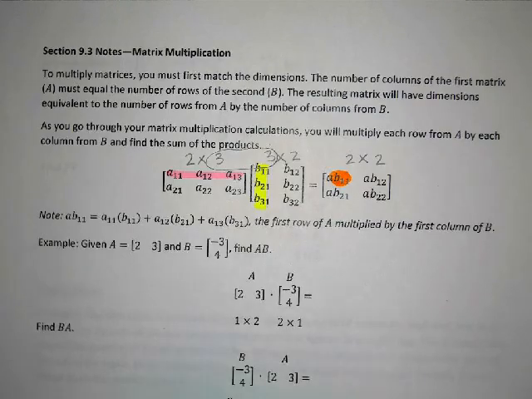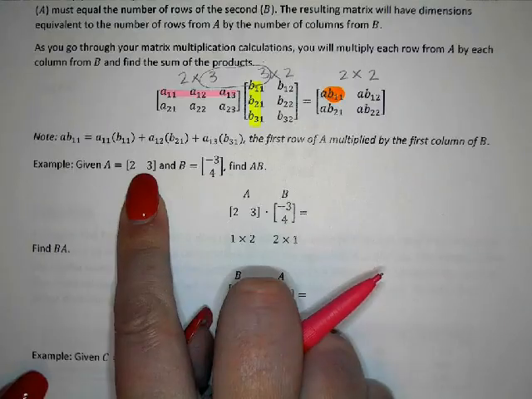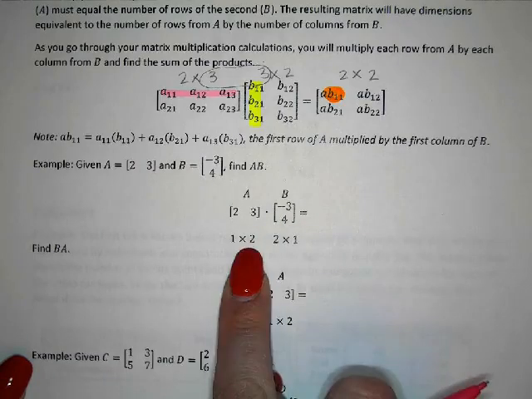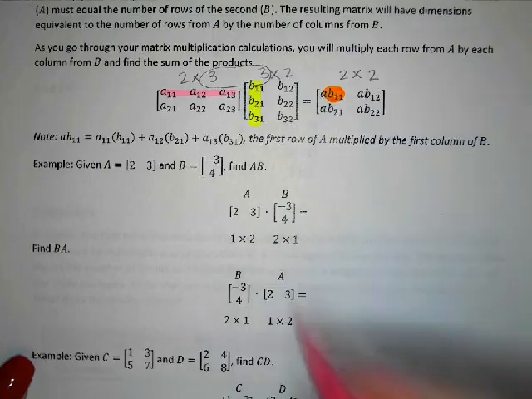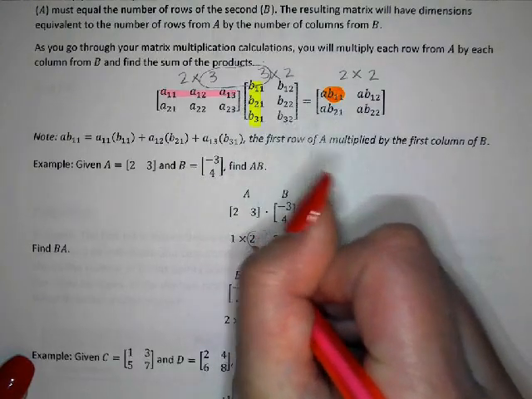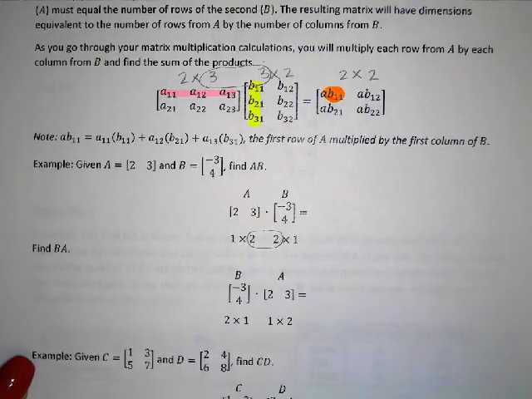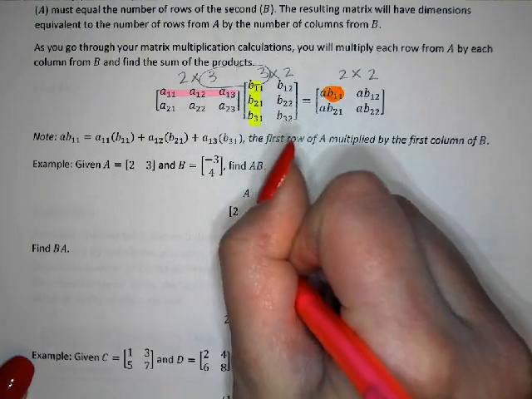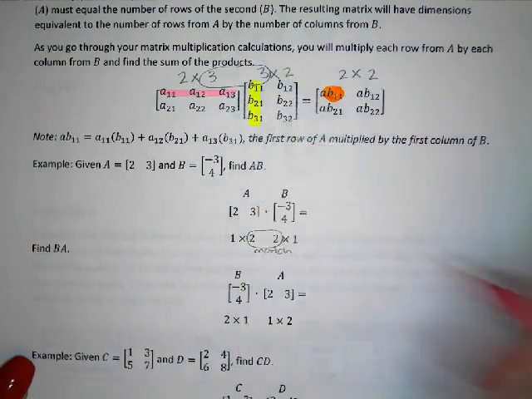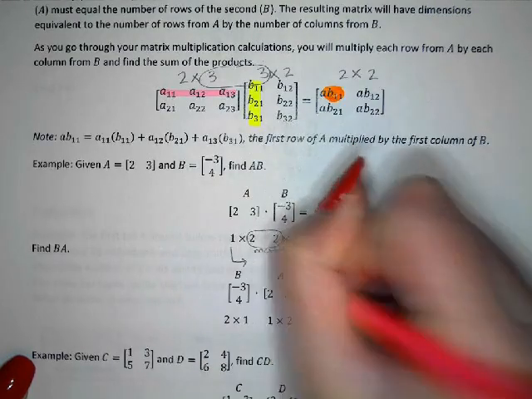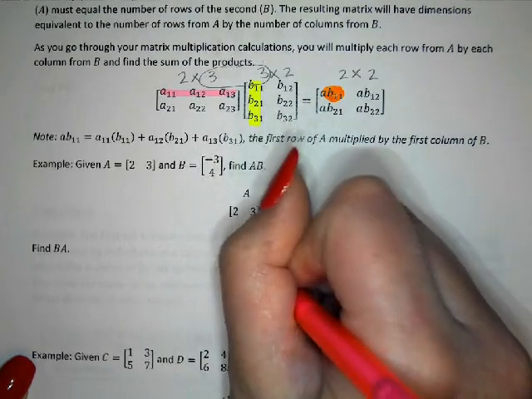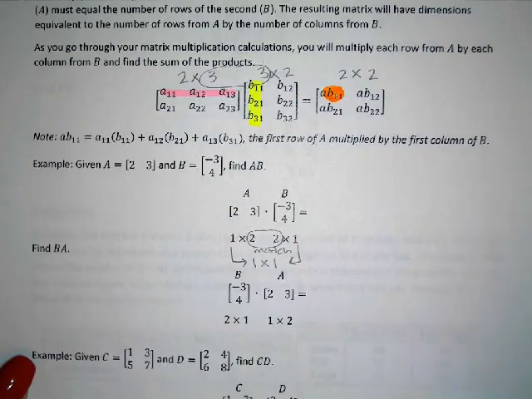If we look at these first 2 matrices, we see that A has the dimensions of a 1 by 2. B has the dimensions of a 2 by 1, and so first I match these two. I need to make sure that those are the same, and they are. So these match, and then the leftover dimensions give us our resulting matrix, and so this result is going to be a 1 by 1 matrix. It's going to be a matrix with just one number in it.